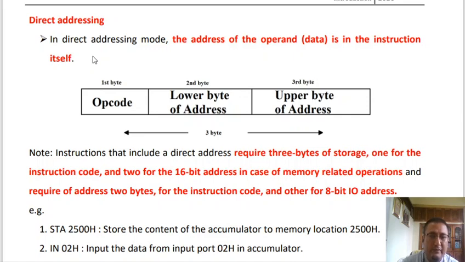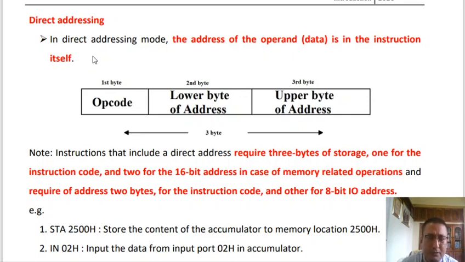Likewise, we have IN 02H. Sorry, we are reading the content from the input port 02H into the accumulator, right? So these are the examples of direct addressing mode. In direct addressing mode, the address of the operand is directly specified in the instruction itself.